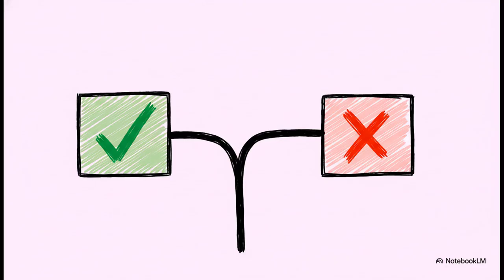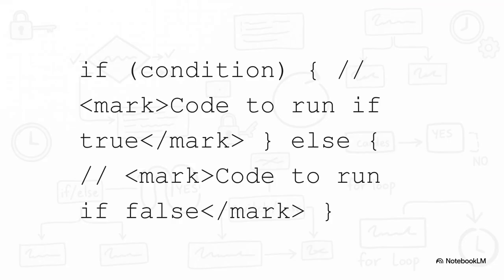It's that simple. And here's what it looks like in the code. You've got the keyword if, then your question, the condition, goes inside parentheses. If that condition turns out to be true, the code inside the first set of curly braces gets executed. If it's not true, the program just skips right over that and runs the code inside the else block instead. It's super clean, super logical.